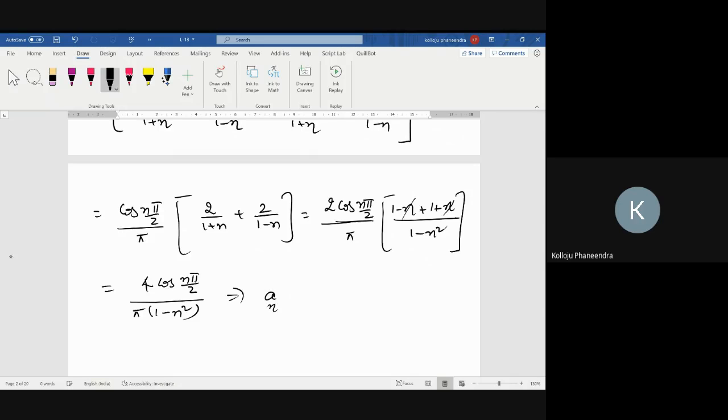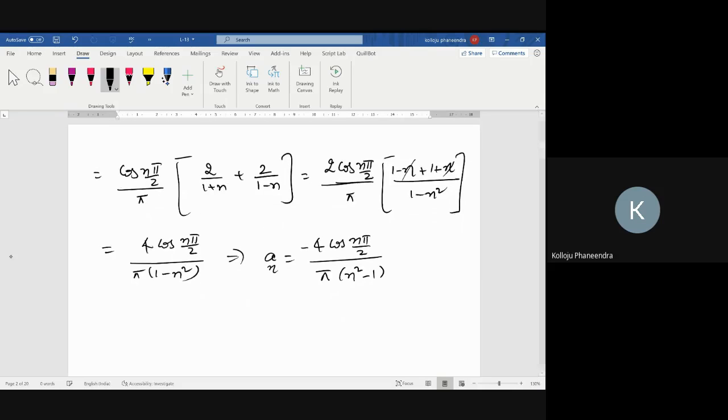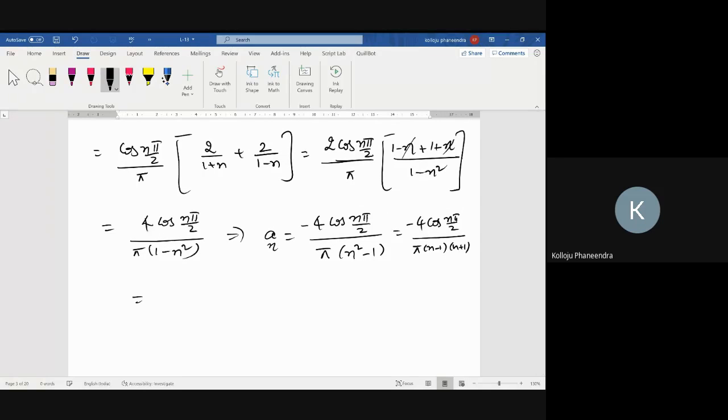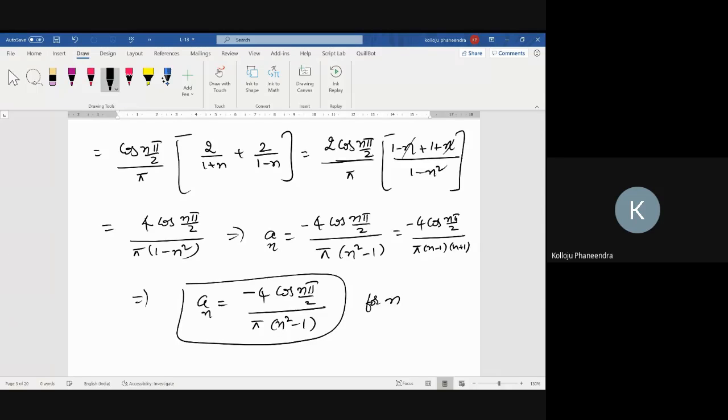So I can write a_n as 4 cos (n pi by 2) over minus pi into (n square minus 1), or one can write this as minus 4 cos (n pi by 2) by pi into (n minus 1)(n plus 1). And remember, let me write this one: a_n is equal to minus 4 cos (n pi by 2) by pi into (n square minus 1). This is the value of a_n for n not equal to 1, because for n equal to 1 the denominator goes to zero and the value goes to infinity. n equal to 1 is applicable in the Fourier series, so the a1 coefficient will be there separately.